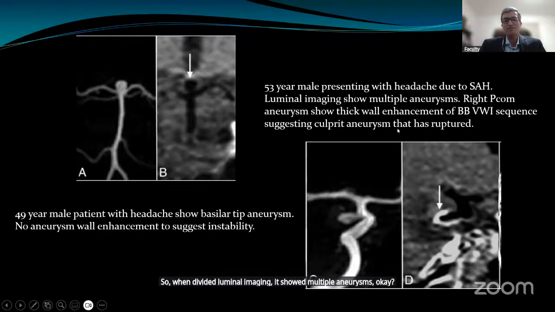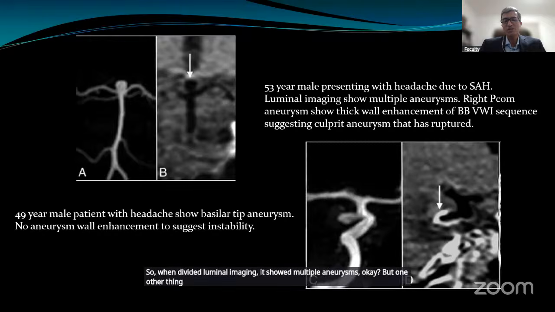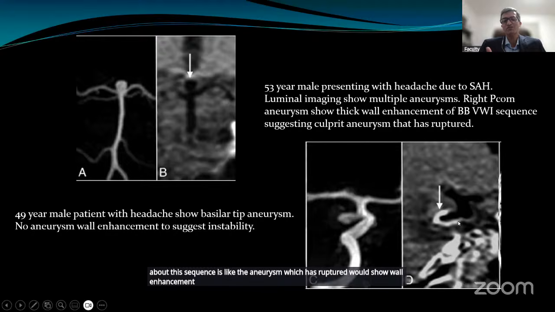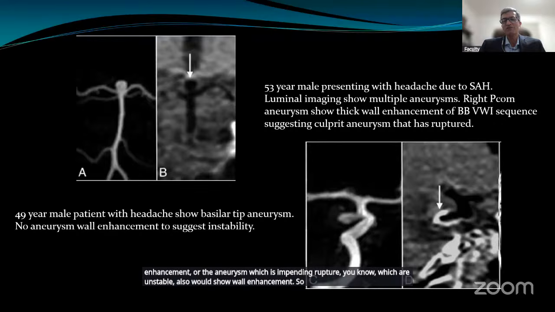But one other thing about this sequence is that the aneurysm which has ruptured would show wall enhancement, and the aneurysm which is impending rupture, which is unstable, also would show wall enhancement. So it's believed that before or during rupture, there is preceding inflammation in the vessel wall, the aneurysmal wall.